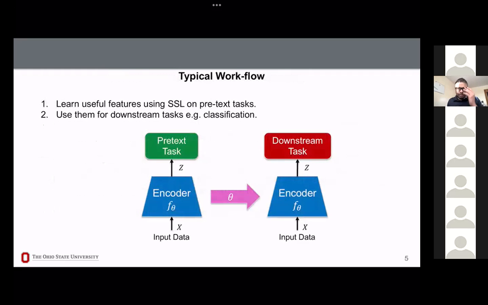So what is the typical workflow in self-supervised learning? What we do is we invent these pretext tasks, as we'll call them. This is not our main task. This is not what we really want to do, but we still perform it using this deep network. And the idea is that it will give us these representations Z.